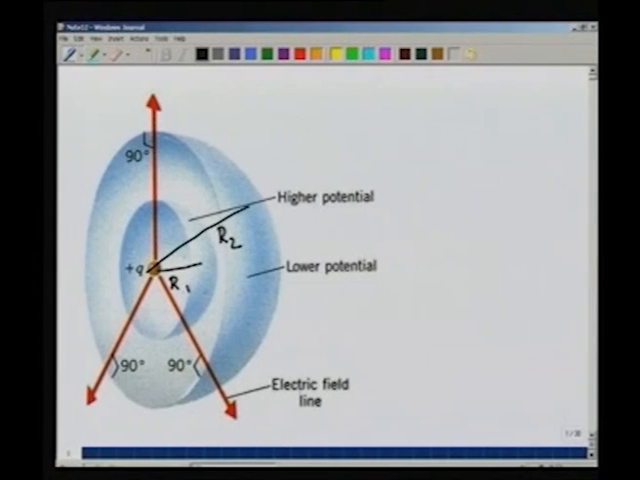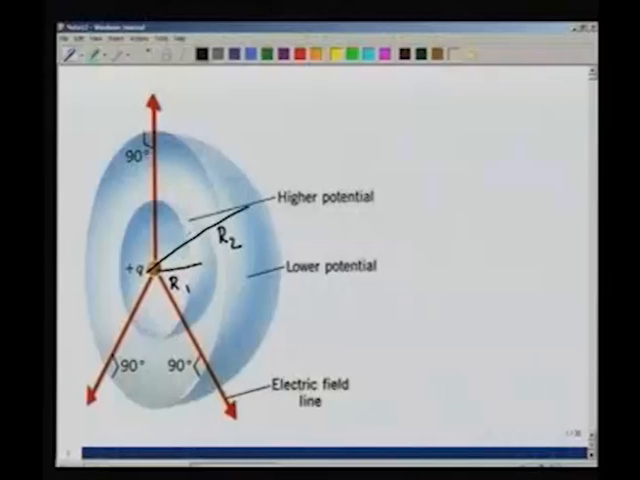I have chosen the potential to be 0 at r equal to infinity. So as I go farther and farther outside, the potential drops, and that is what is indicated here. The inner sphere is at a higher potential compared to the sphere at a larger radius. So the outer sphere is at a lower potential compared to the inner sphere, and of course as you go very close to the charge, the potential increases in an uncontrolled fashion. It goes like 1 over r, it diverges, never mind about that.